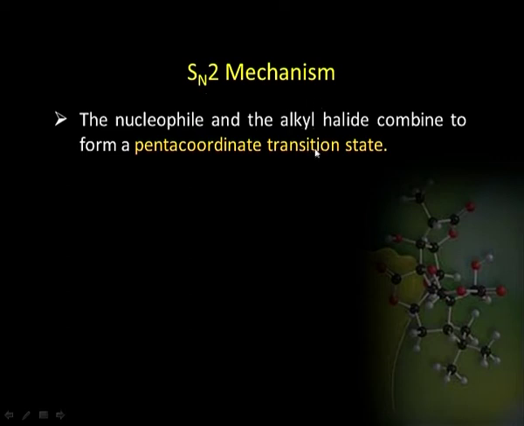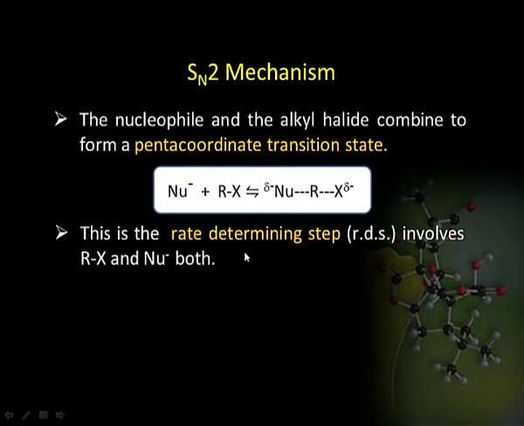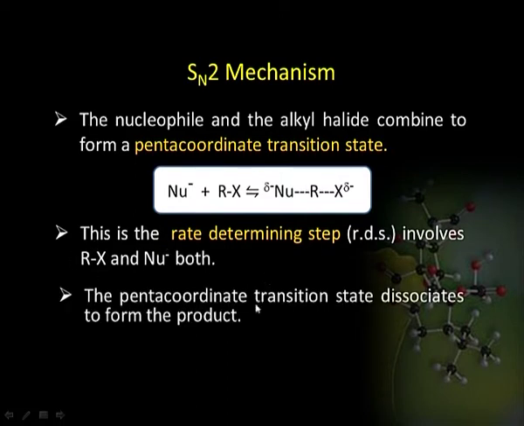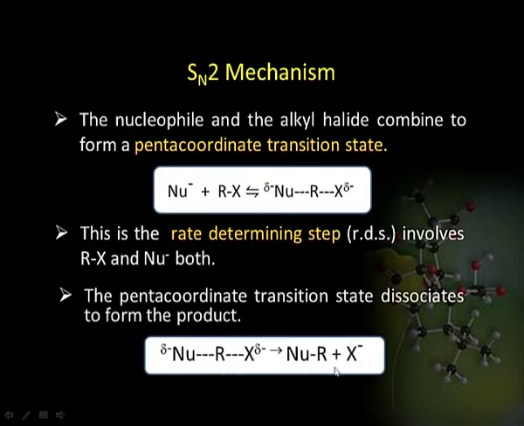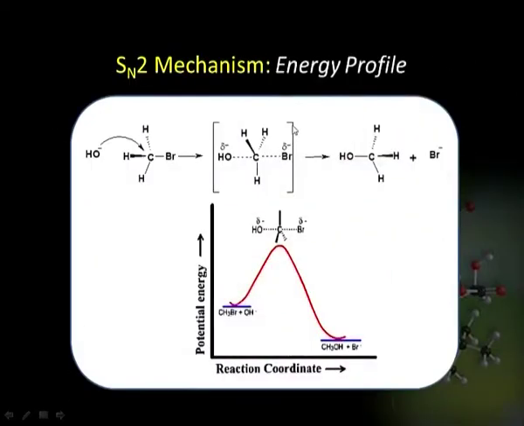The nucleophile and the alkyl halide combine to form a pentacoordinate transition state, as you can see in this reaction, and this happens to be the rate determining step which involves both the alkyl halide and the nucleophile. The pentacoordinate transition state dissociates to form the product in the next stage, that is the substituted alkyl product. Just look into the energy profile of an SN2 reaction. We will notice that in the reaction coordinate, the transition state has the highest energy state and the reactants are at a lower energy state as compared to the transition state, but the product happens to be at the lowest energy state. Therefore, the reaction is favored in the forward direction.